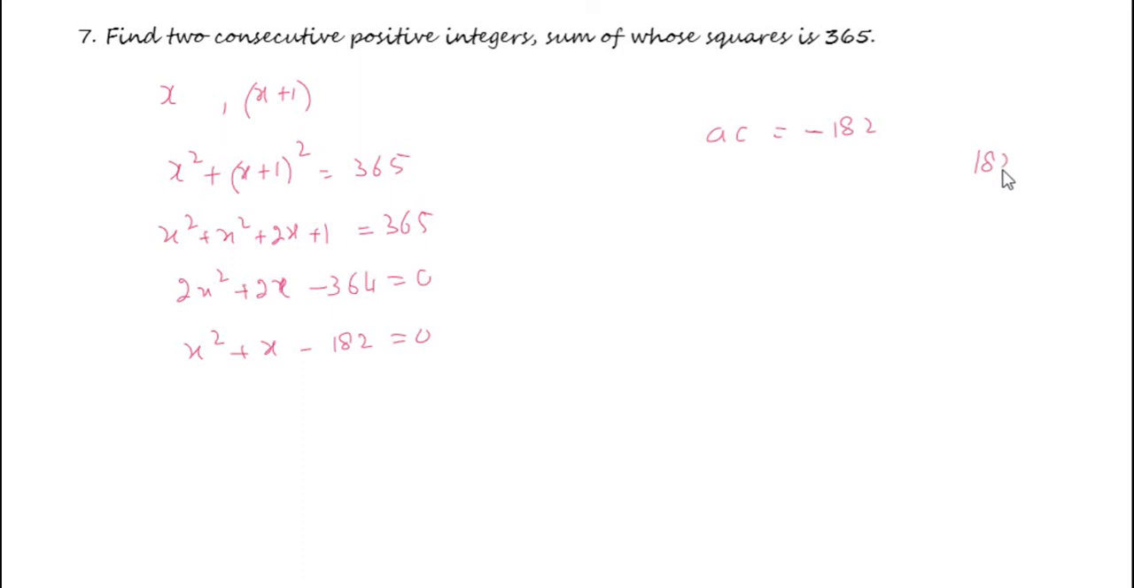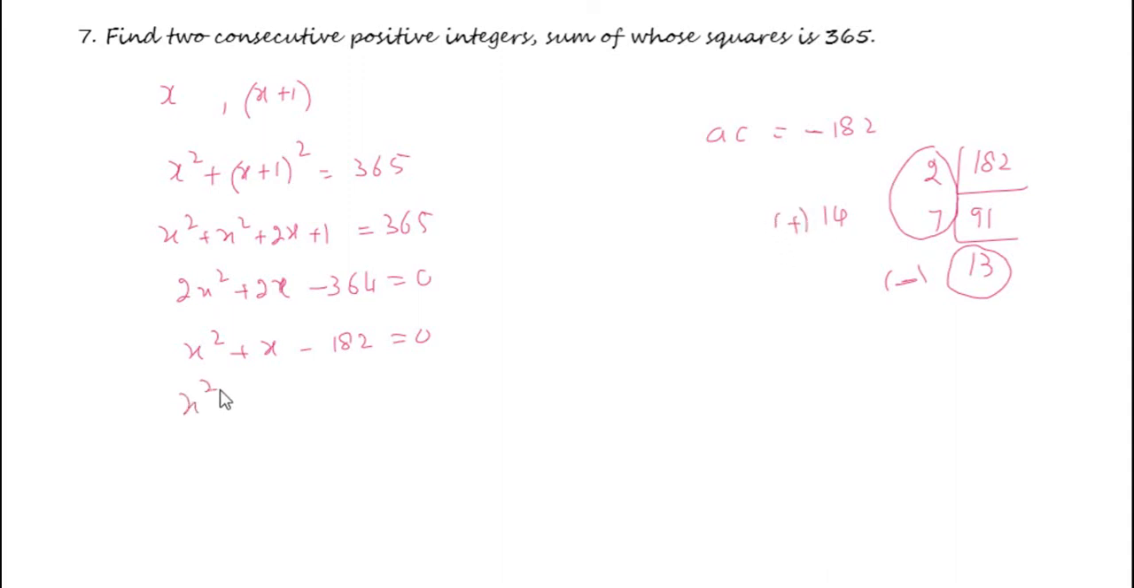First, let us find out the prime factors of this one. 91 divided by 7 is 13. Oh, it's simple. So this is one factor and this is another factor. 2 into 7 is another factor. This is 14. Here 13. So this is negative and this is positive.